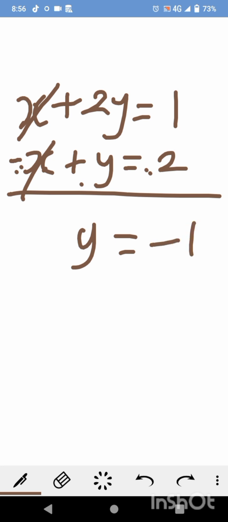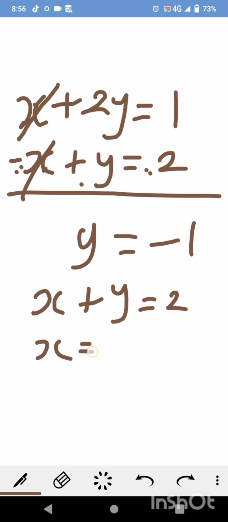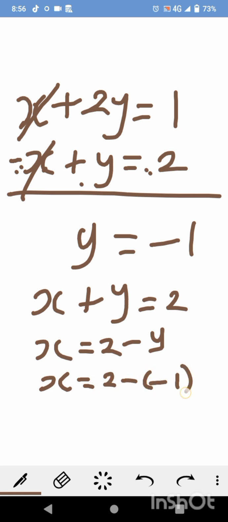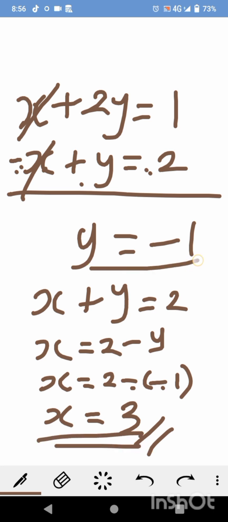Now, to find x, we can use equation 2, which is x plus y equals 2. And x will be equal to 2 minus y. Of course, x is equal to 2 minus minus 1. Minus times minus is plus, so 2 plus 1 will give you 3. So obviously the value of x is 3 and y is equal to minus 1. So those are the values of the variables. Let's check another example.